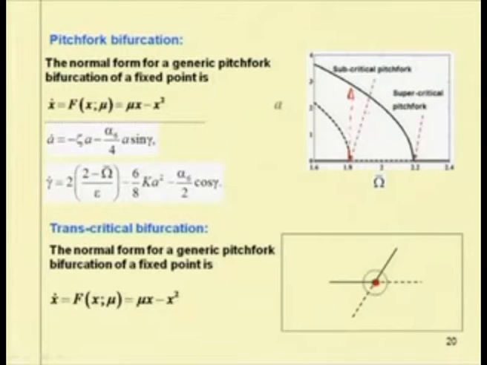In case of transcritical bifurcation, in this case, this is the trivial branch, and this is the non-trivial branch. The trivial and non-trivial branches change their stability. So, the trivial branch becomes unstable and the non-trivial branch, which was unstable before, becomes stable. So, this is a transcritical bifurcation point.